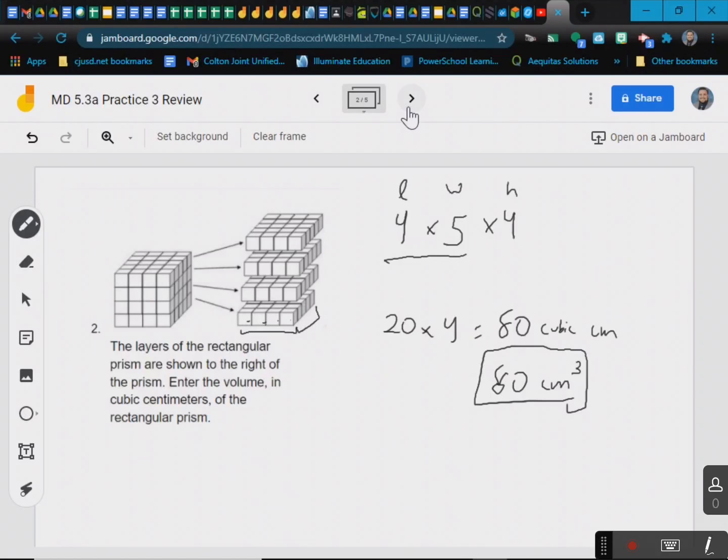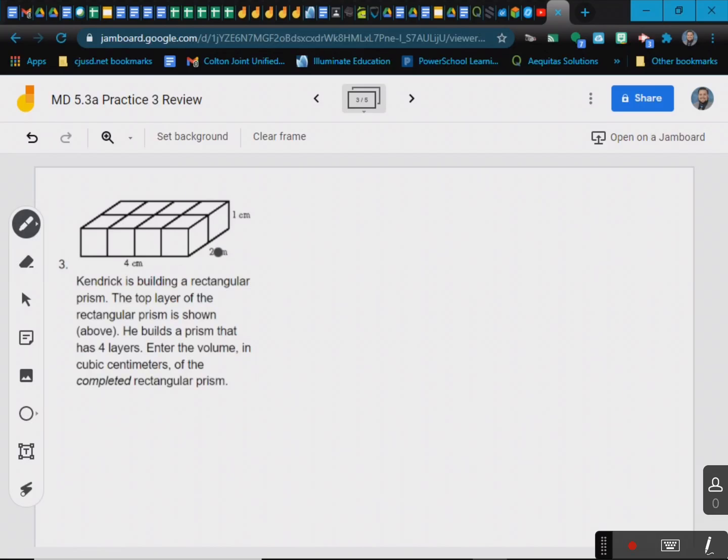Very simple. Okay. This one, they actually give us the numbers here. So that's kind of like a big help. And I'm going to use my highlighter: Kendrick is building a rectangular prism. This is the top layer of the rectangular prism shown above. He builds a prism that has 4 layers. And then we're going to enter the volume in cubic centimeters. You need to put cubic inches, feet, centimeters, whatever they ask you, because if you don't, your answer could be wrong. When I'm grading it, your answer is going to be wrong if you don't tell me the unit, whether cubic centimeters, cubic inches, or cubic feet. I think that's very important. So let's go ahead and get to it.